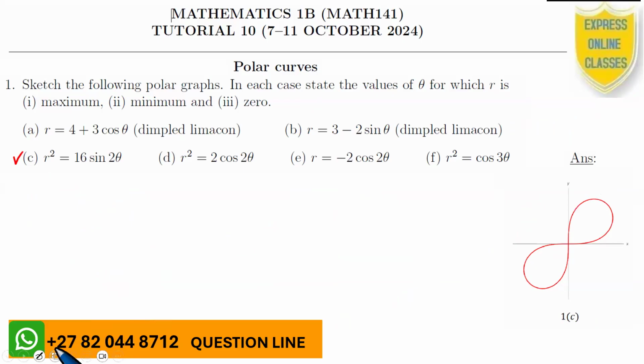So now we might have cases where we need to sketch this one. I want us to look at the r squared carefully, ponder on it, and sketch it very well. To sketch this one, we investigate r squared equals 16 sine 2 theta.